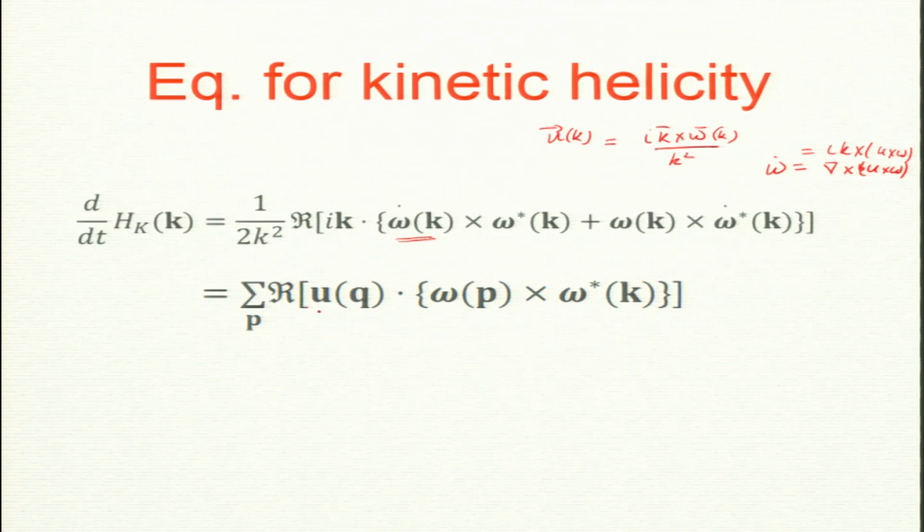So, there is a k here, there is another k here, right. I substitute here, so this becomes k cross u cross omega. This k and this k will cancel with k squared, okay, and you get u_q and omega_p, a convolution. So, u_q omega_p omega_k. Now it is quite easy to guess how to construct a formula for mode to mode.